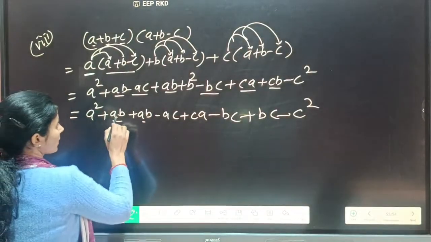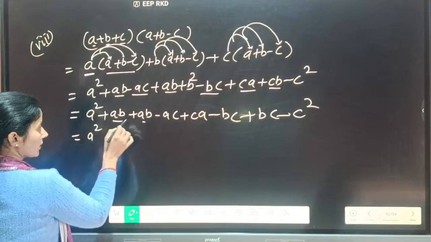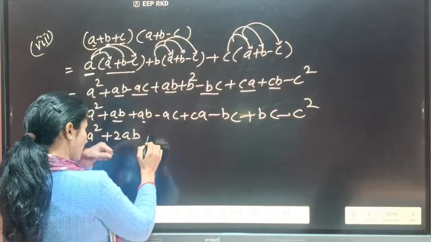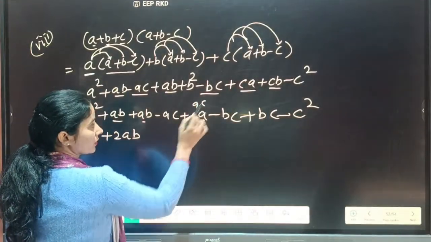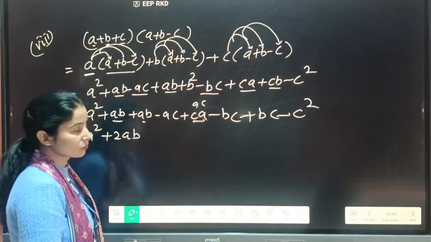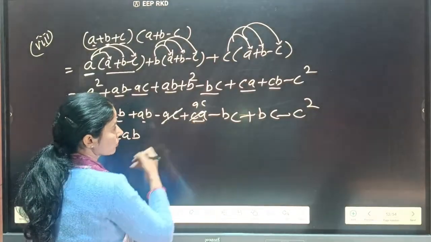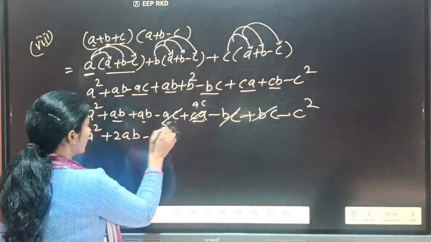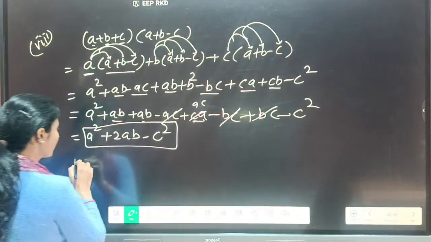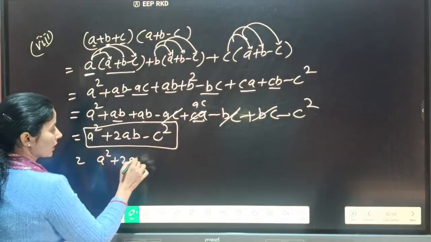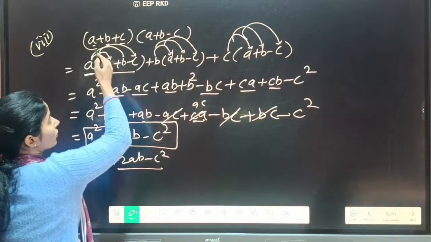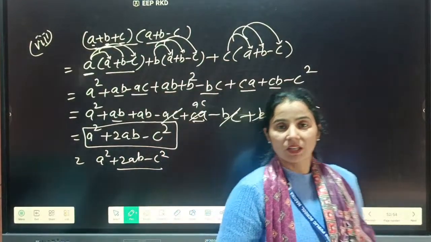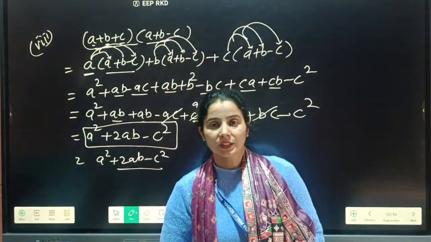Now see, this ab plus ab, this a square will be as it is, 2ab. Now there, this is ac. This you can write ca. I told you ac and ca both will be equal because multiplication is commutative. So you can cancel these. Minus bc and plus bc will be cancelled. And this c square will be as it is. So what I got? A square plus 2ab minus c square. The product of these two trinomials is a square plus 2ab minus c square. Our chapter is completed. Thank you for watching.